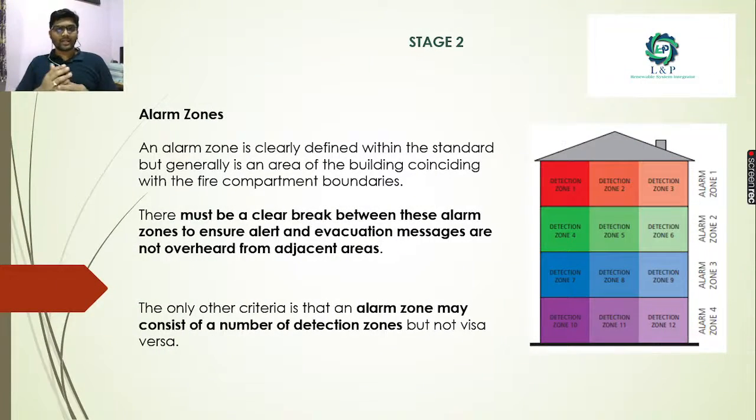Next we are trying to see about alarm zoning. Why we are creating alarm zones is very simple: in order to avoid any sort of confusion during the evacuation, because the main purpose of this alarm is to alert and evacuate. So it should be very clear and planned very properly, because there should not be any overlapping between two different alarms. There is one more important point: alarm zones may consist of a number of detection zones.